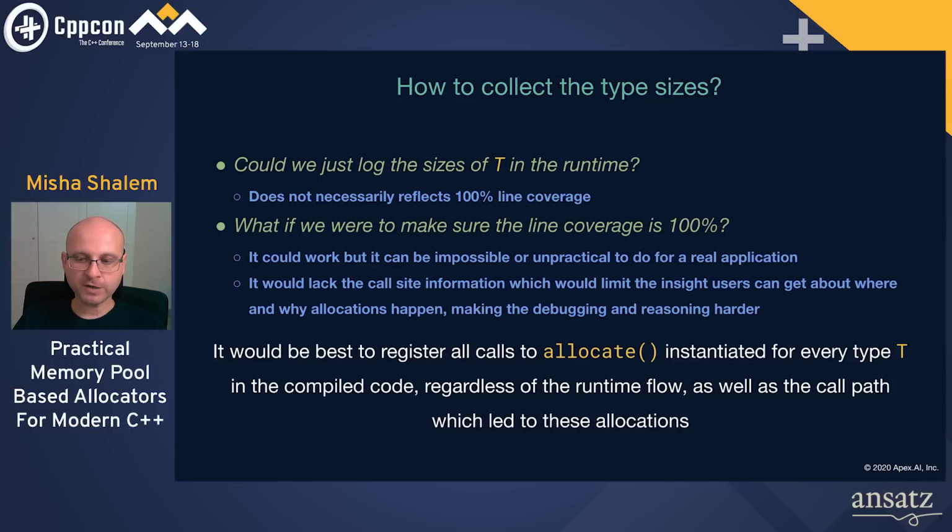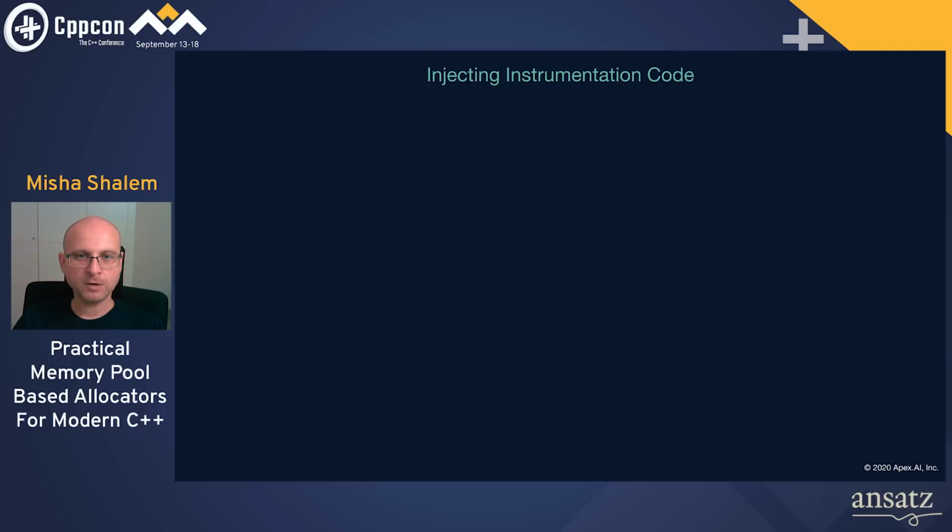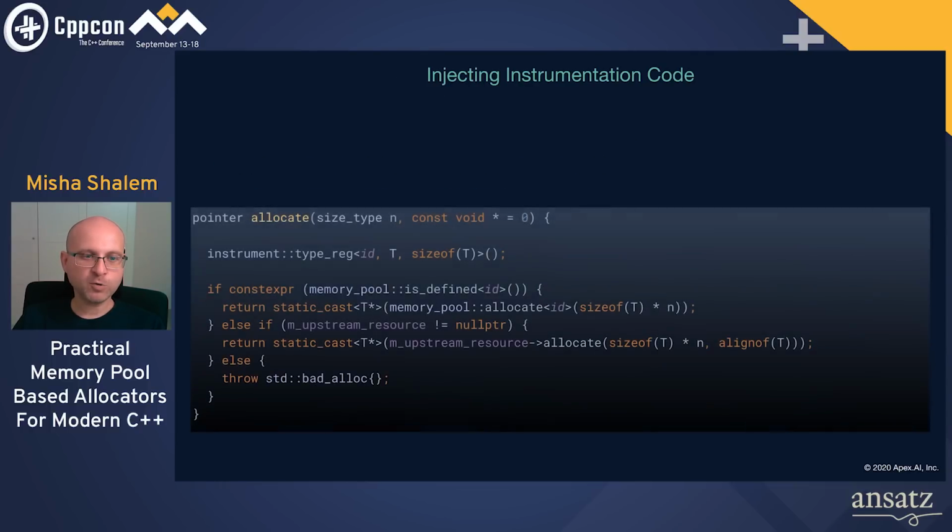And of course, it would be very nice to see the call paths which led to these allocations for debug and analysis purposes, right? So what we are going to do is inject some instrumentation, and our instrumentation is going to look like this. Just a dummy call to a function here. It's called type_rec, and it has three template arguments: the ID of our memory pool, the name of the type, and the size of the type. In real code it's probably going to include the line of the type.